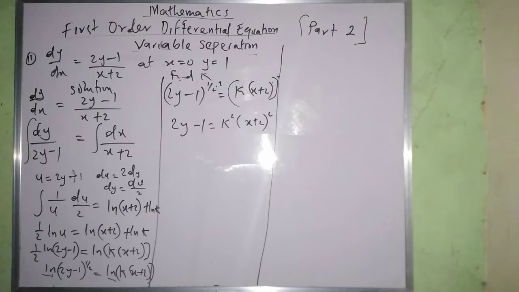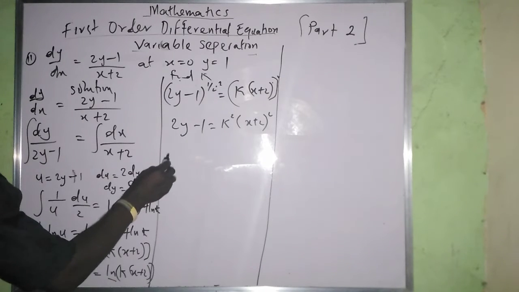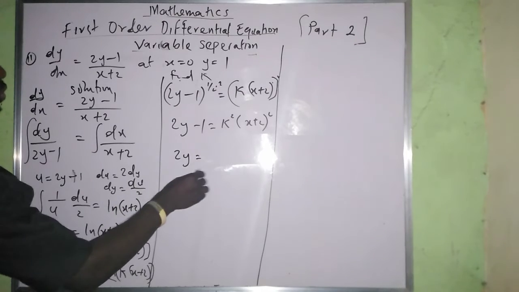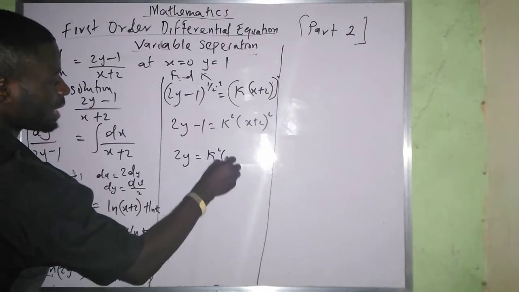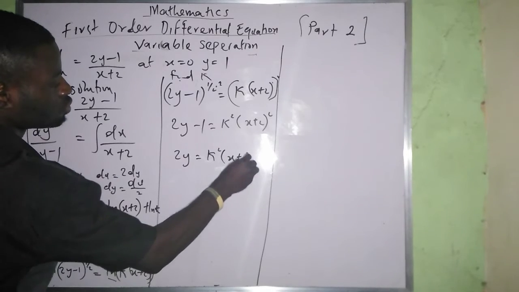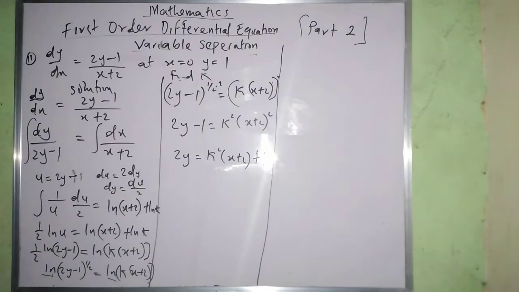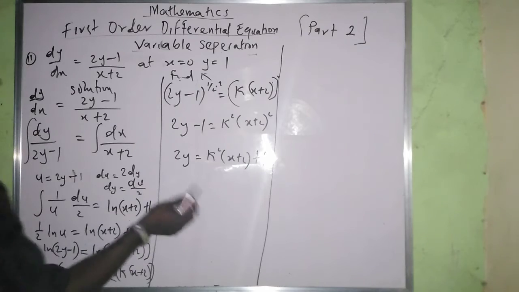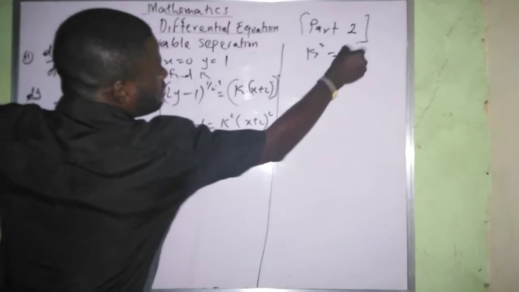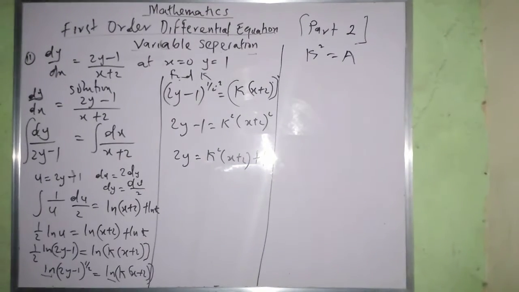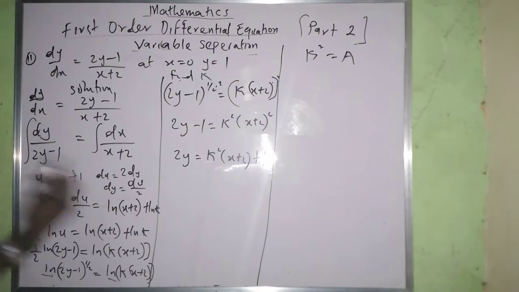Now I'll be having something like this. Since I have this, 2y equals k bracket of (x plus 2) plus 1. Now my k squared can be here, because if I have k squared, it can give me k, or any letter. It means the number will change. It's a number like normal.